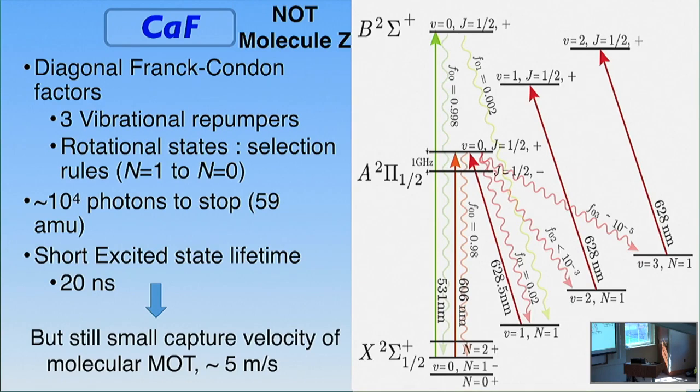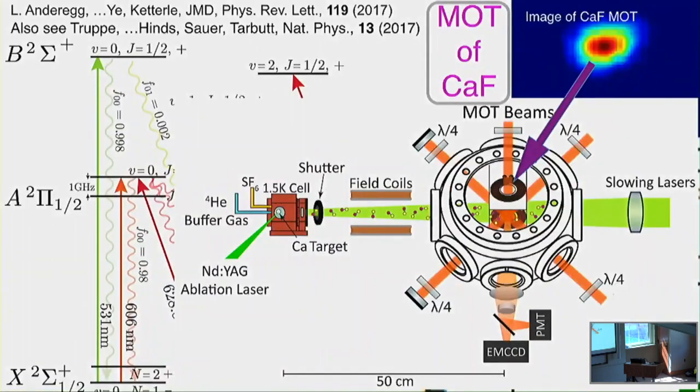Oh, the MOT capture velocity is not the same as if you work with alkalis. It's very low. It's around 5 meters per second, and that's a huge issue. Nonetheless, we've created a magneto-optical trap of calcium fluoride.